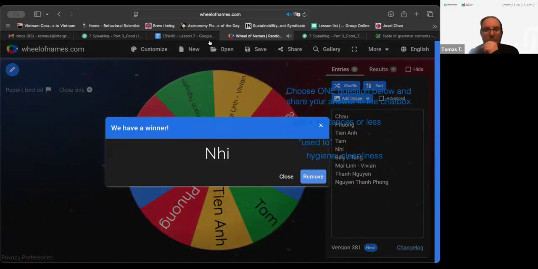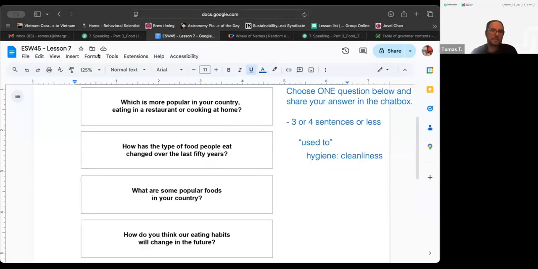So, Nye, you're up next. I choose question 1. Okay, good stuff. Go ahead. In my opinion, I think cooking at home is still more popular in my country, especially among families. Many people enjoy homemade food because it's healthier and cheaper as well. However, eating out has become more common among young people who have busy schedules or want to try new dishes at cafes and restaurants.